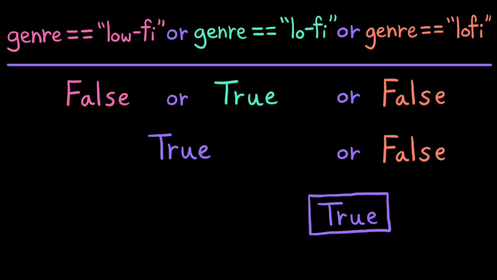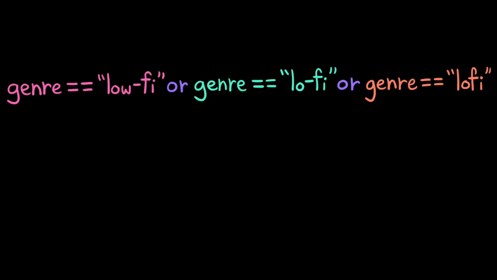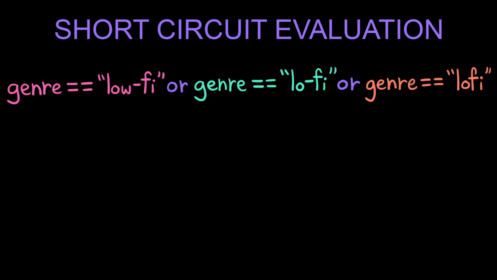Now you may be thinking, whoa, did I even need to evaluate that last part? Once I knew that second expression evaluated to true, I knew that my final answer was going to be true. As it's evaluating, the computer makes this same optimization. We call this short circuit evaluation, or lazy evaluation. In its laziness, the computer stops evaluating as soon as it knows the final answer.